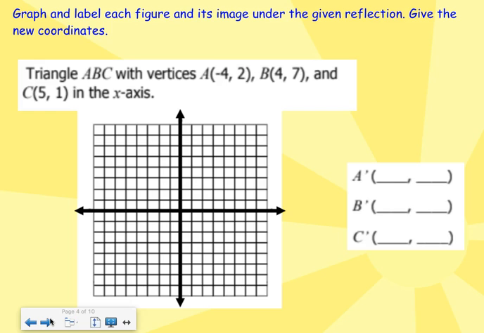Okay, so step 1 is to graph your image. So let's plot those points and see what we're looking at. And I would label your points.